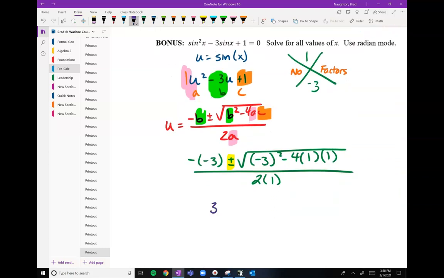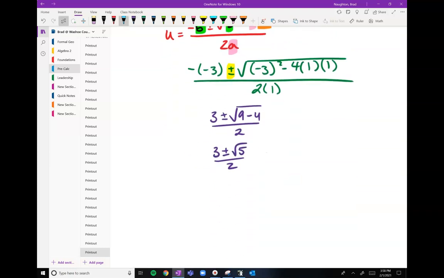Alrighty, so 3 plus or minus the square root of 9 minus 4, divided by 2, is going to give me 3 plus or minus root 5 divided by 2. So 1 with a plus and 1 with a minus. Putting these in your calculator, I get 2.618, and then here I get 0.381. It's always nice to know you got this far doing it right.